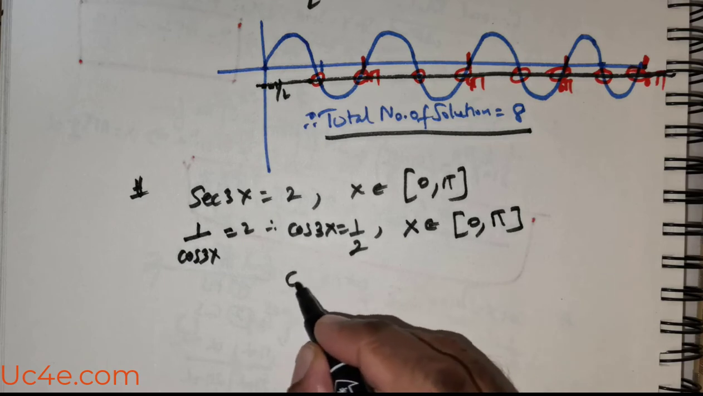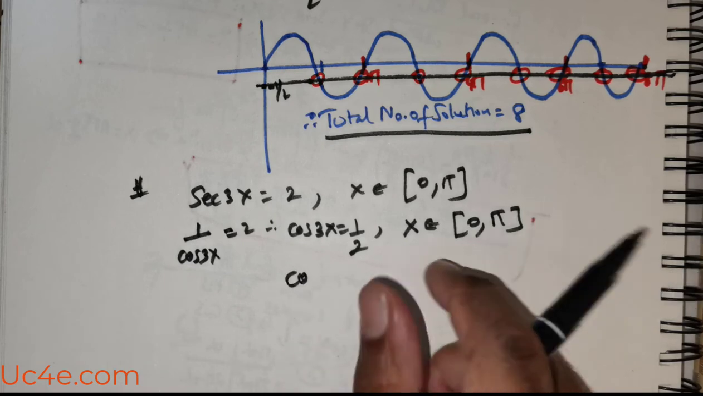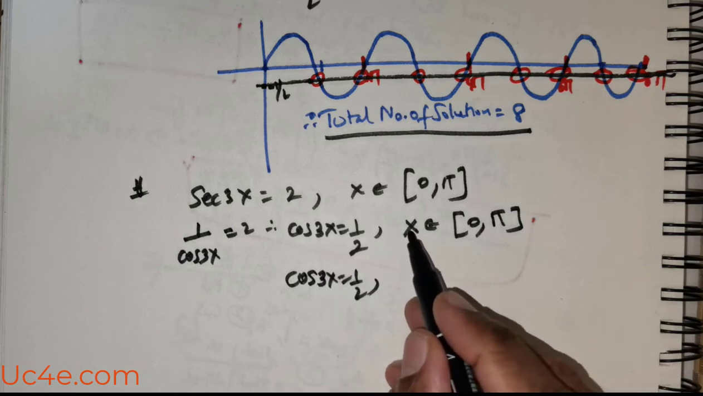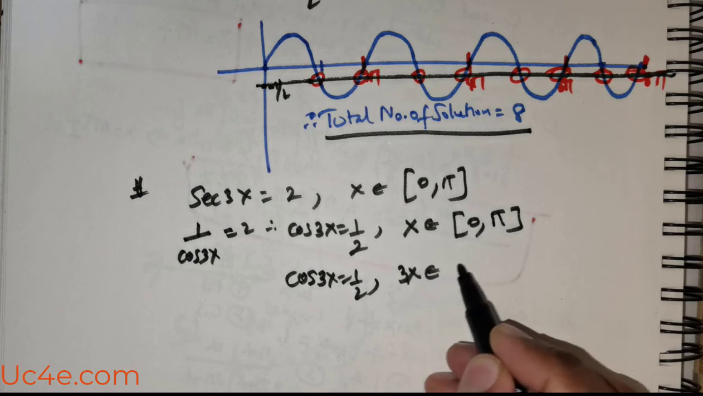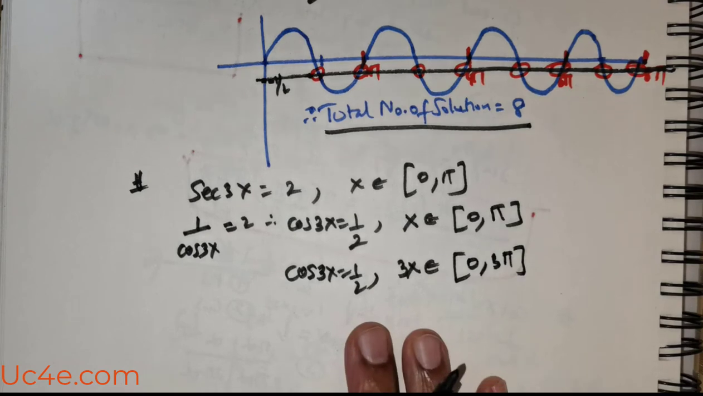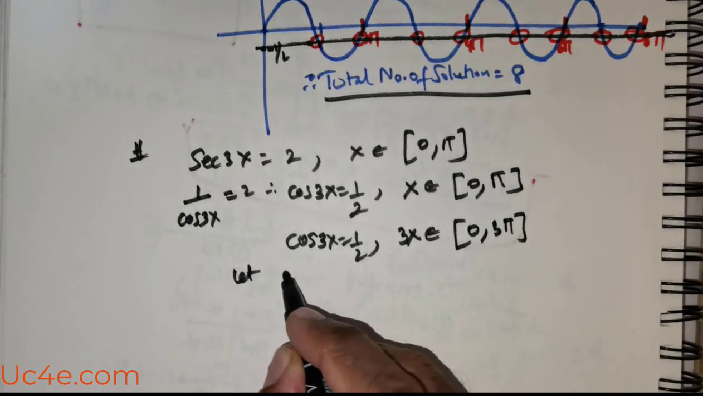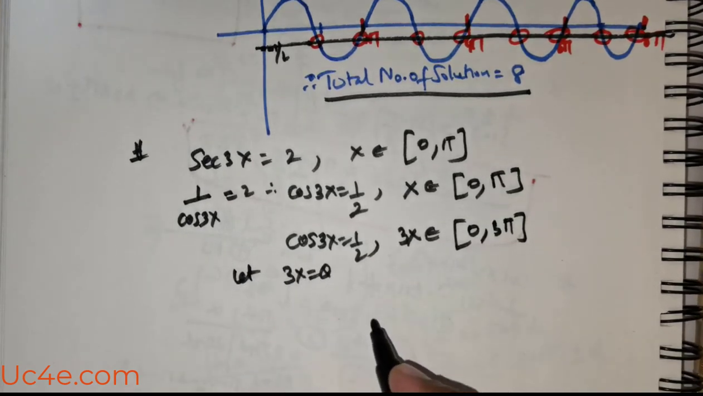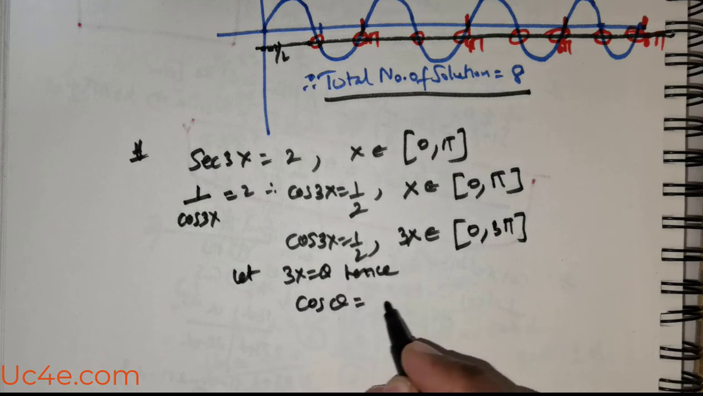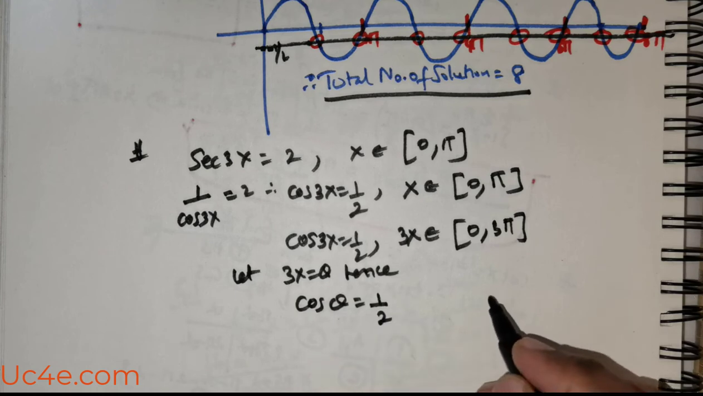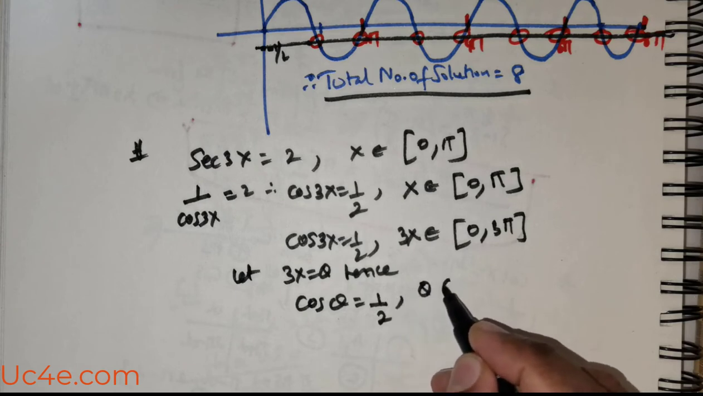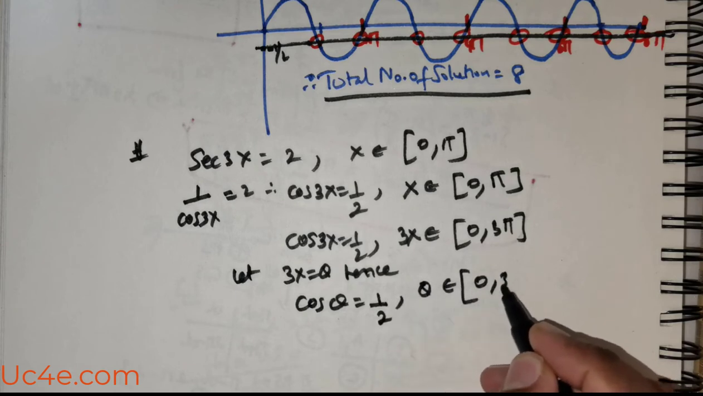So before I could do that, I would like to extend this interval. So let me write this down. Cos 3x is equal to 1 over 2. Multiplying this by 3, I get 3x element of 0, 3 pi. So the interval is stretched. Next step is I would like to let 3x be equal to theta, and that would give us cos theta is equal to 1 over 2. And 3x is equal to theta, so this is going to be theta element of 0, 3 pi.